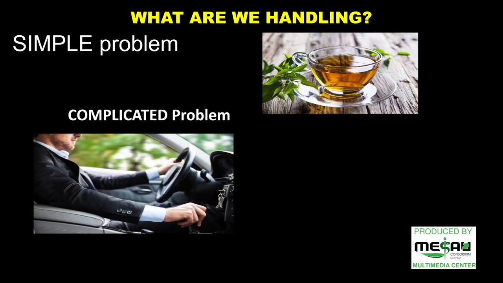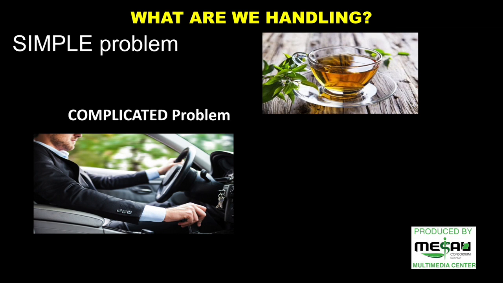A complicated problem, on the other hand, is something that has different parts, but once you get those parts together, it becomes very easy to do and can be done routinely, such as driving a car. If you know how to start the engine, you know which pedals work, you can drive the car very easily.